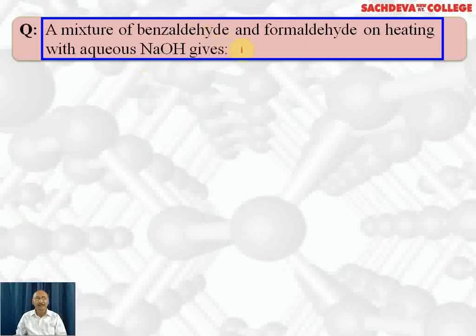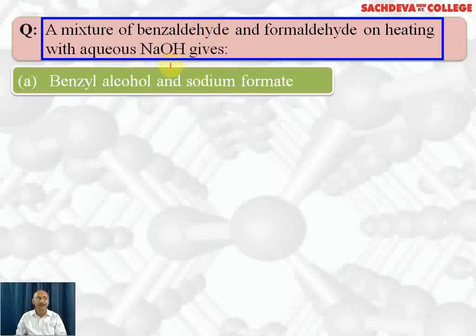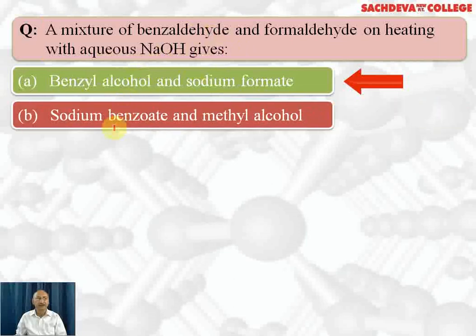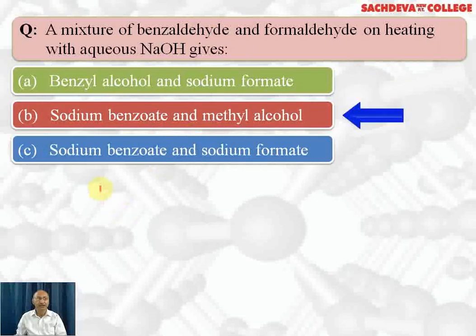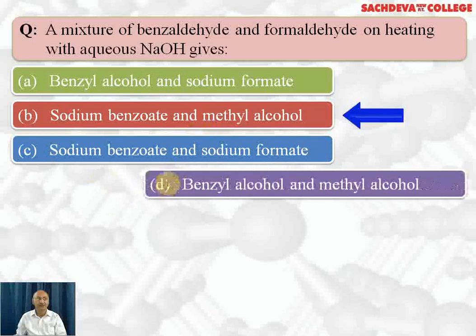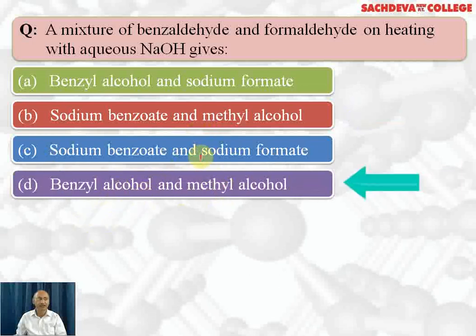Next, a mixture of benzaldehyde and formaldehyde on heating with aqueous KOH or NaOH. It should be concentrated NaOH. It will give benzyl alcohol and sodium formate, sodium benzoate and methyl alcohol, sodium benzoate and sodium formate, or benzyl alcohol and methyl alcohol. Benzaldehyde and formaldehyde will undergo cross-Cannizzaro reaction. Formaldehyde is a better reducing agent, so it will reduce benzaldehyde to benzyl alcohol. Itself will get oxidized to formic acid, which reacts with NaOH to form sodium formate. Correct answer is A part.